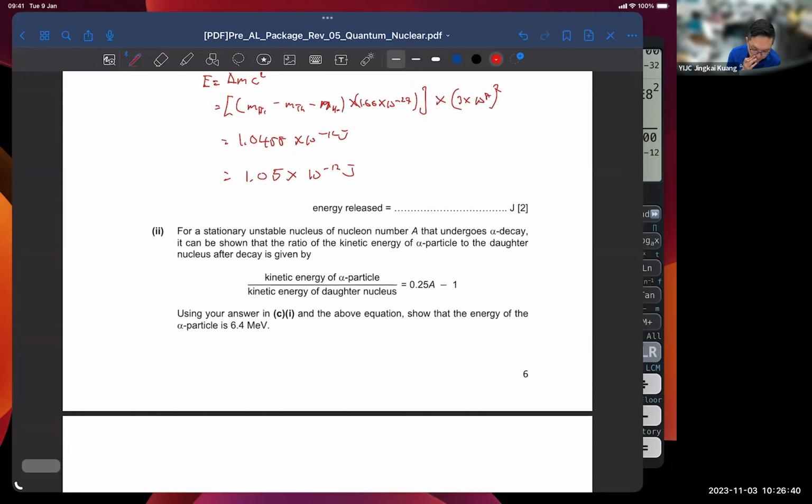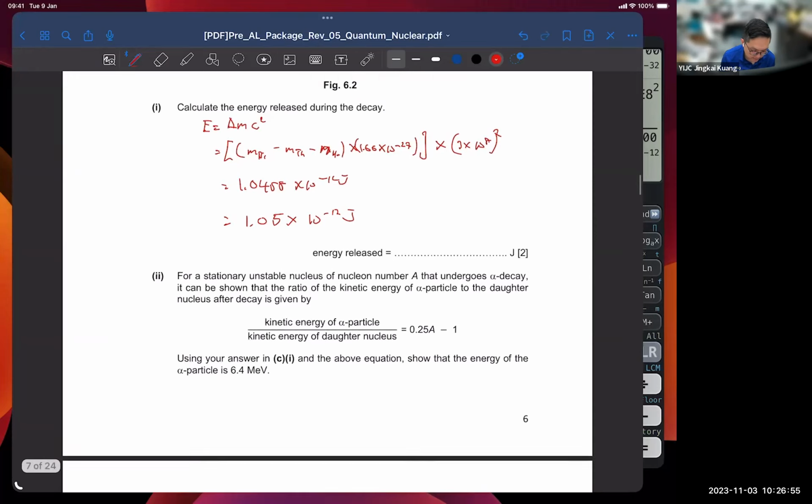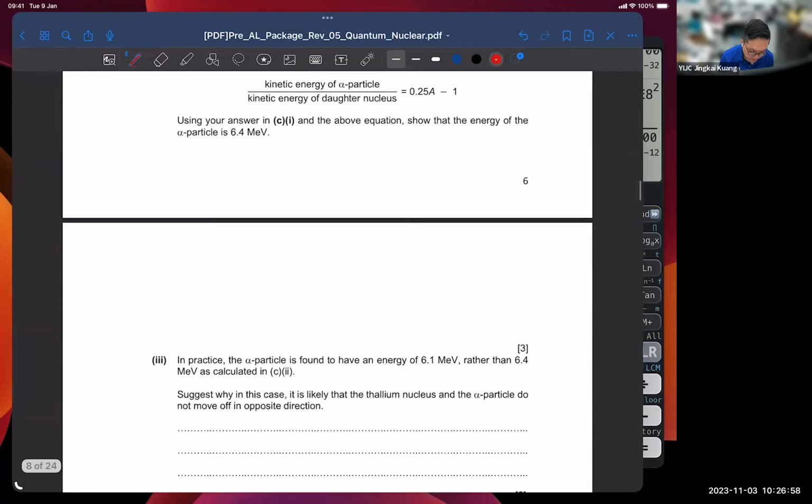So this is for alpha decay, right? Show that the ratio of Ke of alpha to Ke of daughter nucleus is given by 0.25A, where A is the original nucleon number. So show that the energy of alpha in the reaction in part C1 is 6.4 MeV. Okay, so let's start this one.